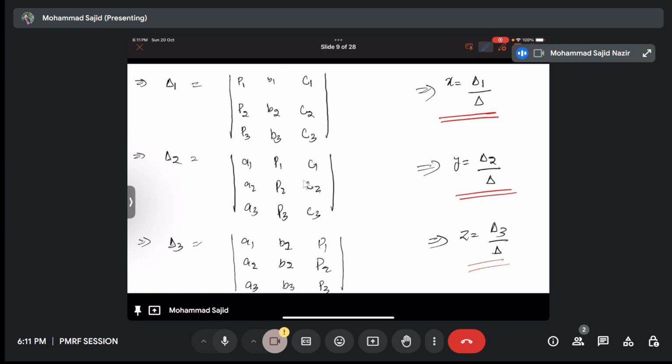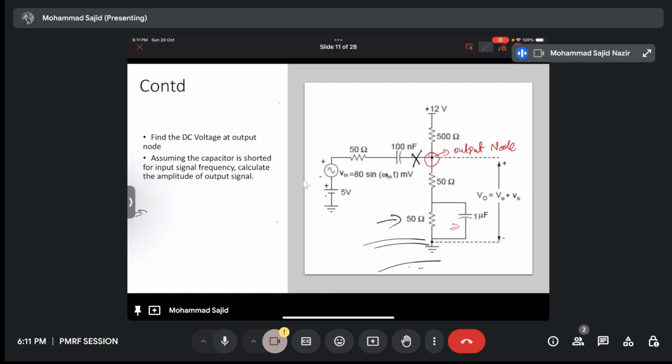Then you can find the variables: x is delta 1 by delta, y is equal to delta 2 by delta, and z is equal to delta 3 by delta. So this is how you can find the variables.